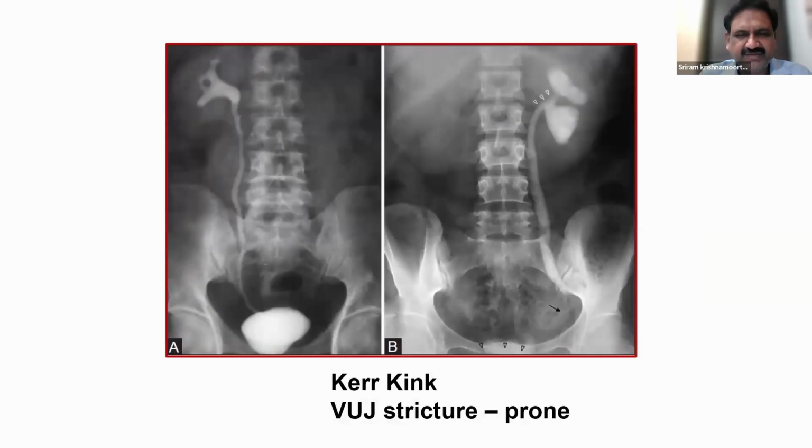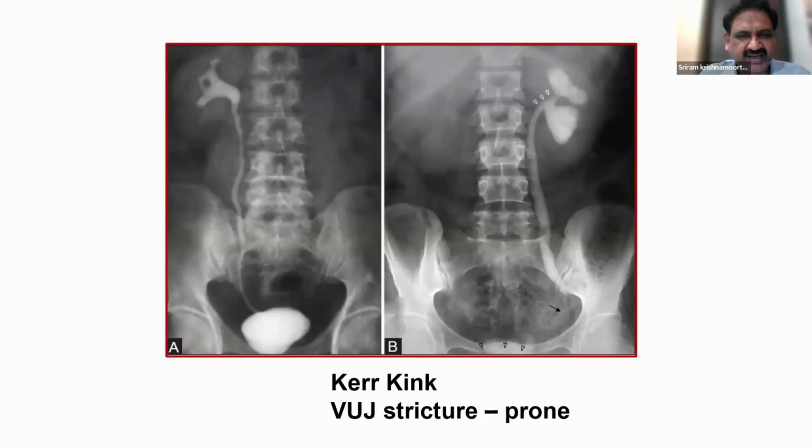Next one is a Kerr kink. A Kerr kink is one where the PUJ gets a little lifted up because of cicatrization which happens at the level of the infundibulum. Infundibular fibrosis will pull the renal pelvis up. That will produce a kink at the ureteropelvic junction. That is a Kerr kink. Next slide.